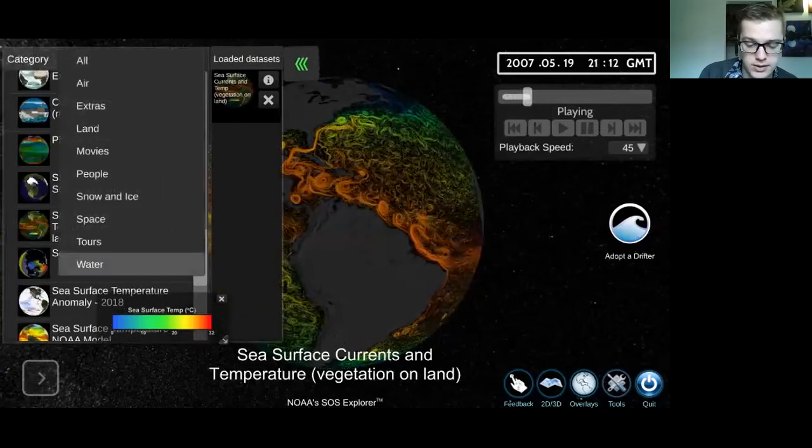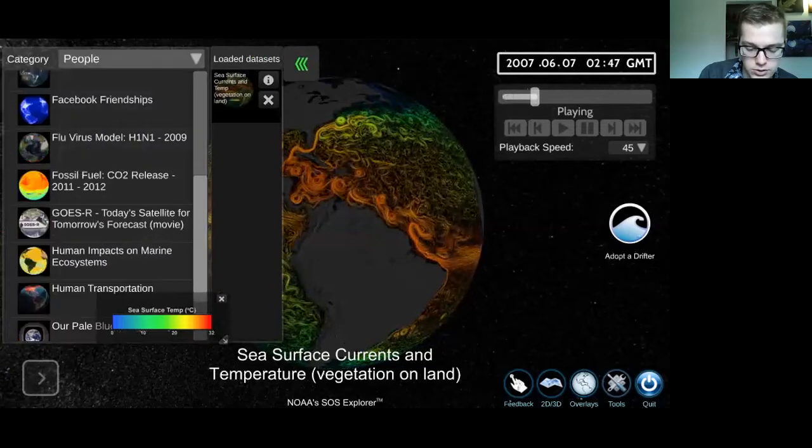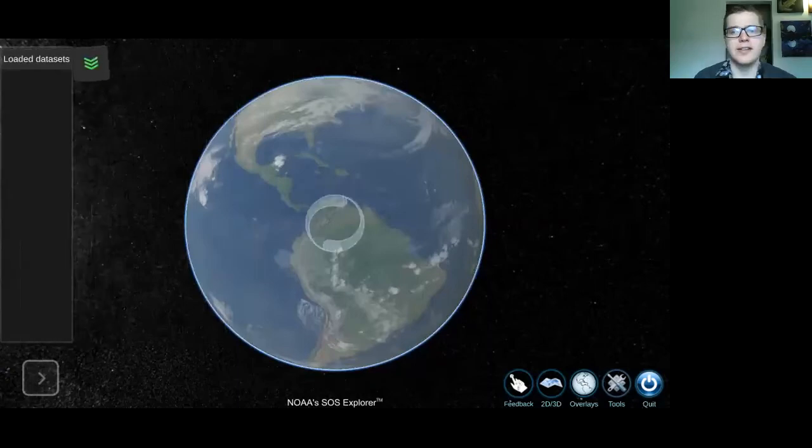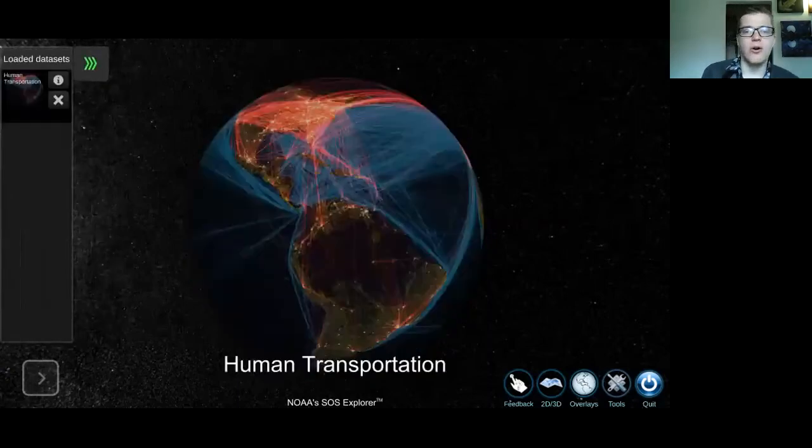I'm going to go back to the human data set that we were looking at for a second as well. So we can go back to people and then go to human transportation. We talked about, this data set is really complex. It's looking at all sorts of different systems all over the earth, all powered by fossil fuels. So you might hear these things and they sound pretty scary, because they are pretty scary.